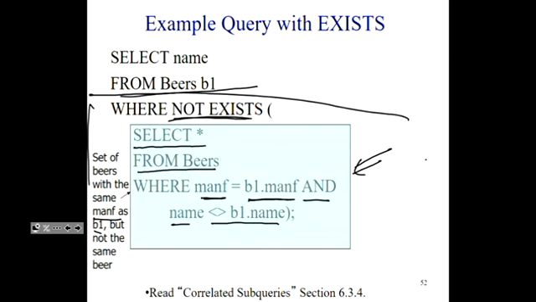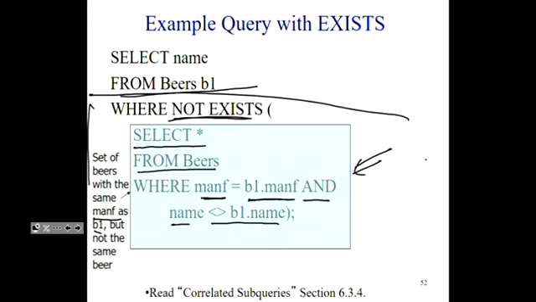The thing to notice here is that you basically have this subquery which is using a tuple variable from the outside. This tuple variable is B1, and it's using it within the subquery, right? So it's taking B1 and reusing it within the subquery, assuming it to be a constant, a constant tuple, and you select star from beers where the manufacturer is equal to B1.manufacturer and the name is not equal to B1.name.